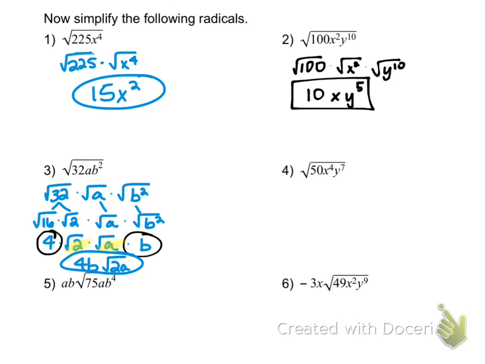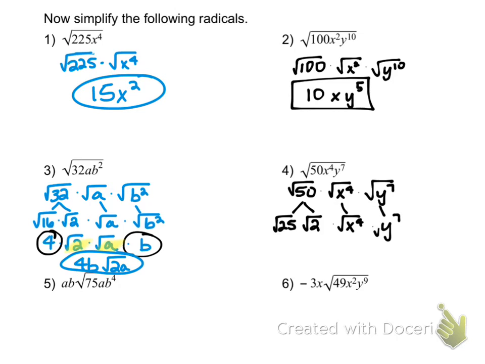Look at example 4 here. We have 25x to the 4th y to the 7th. So again, that's going to be the square root of 50 times the square root of x to the 4th times the square root of y to the 7th. Now, I can break this up as the square root of 25 and the square root of 2. It is very key that you know perfect squares. It's key that you know that this is 25 times 2. Don't do 5 times 10 because 5 and 10 are not perfect squares. So you want to find a perfect square that goes into that coefficient. I'm going to leave this as x to the 4th, and I'm going to leave this as the square root of y to the 7th.